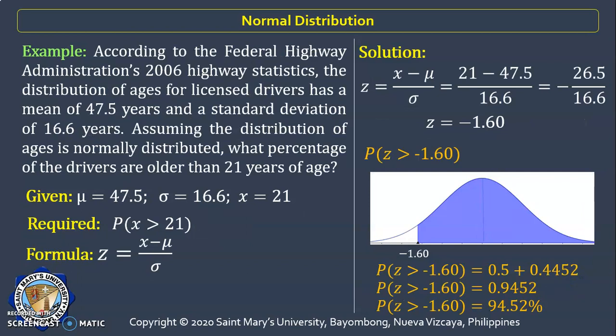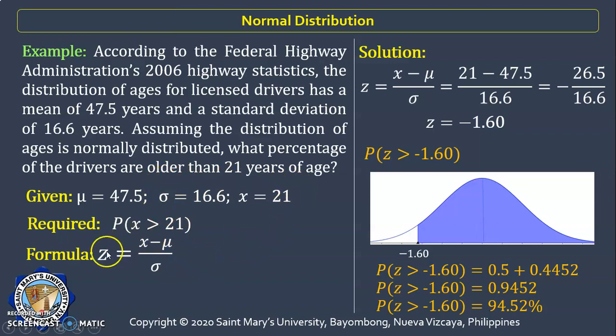And last example. According to the Federal Highway Administration's 2006 Highway Statistics, the distribution of ages for licensed drivers has a mean of 47.5 years and a standard deviation of 16.6 years. Assuming that the distribution of ages is normally distributed, what percentage of the drivers are older than 21 years of age? So the mean is 47.5, standard deviation is 16.6, and the given raw score is 21 years. We are looking for the probability that the age is greater than 21, because it says older than 21.